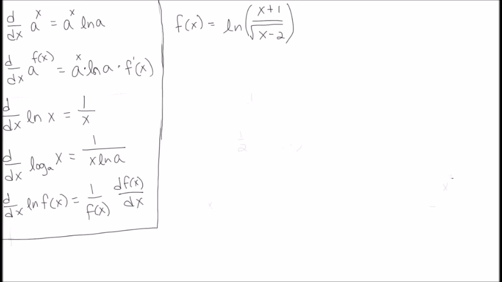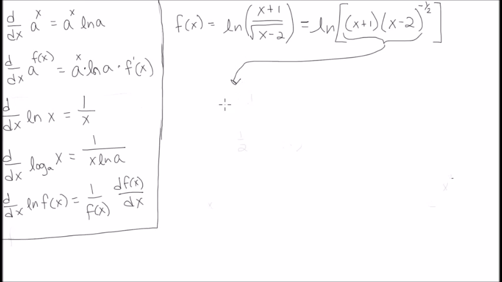All right, so we'll break this into several different pieces. I'm going to rewrite this as the natural log of x plus 1 quantity times x minus 2 to the negative 1/2. I'm going to take the derivative of this inside piece first. I can use my product rule. I'll take the derivative of the first, which is just 1, times the second unchanged, plus the first unchanged, times the derivative of the second.